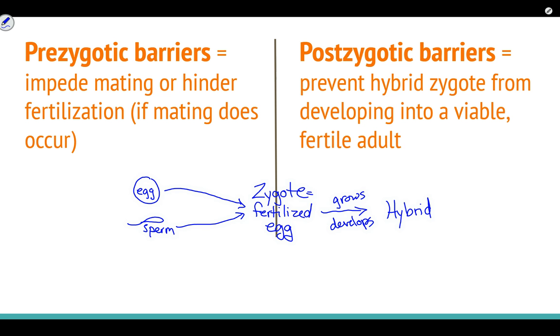And so a post-zygotic barrier is something that happens after fertilization, so that either this organism doesn't grow and develop into a healthy animal, or it grows and develops into a healthy animal, but that animal can't reproduce, or something like that. But it's something that happens after the point of fertilization. Questions about these two different types of mechanisms?